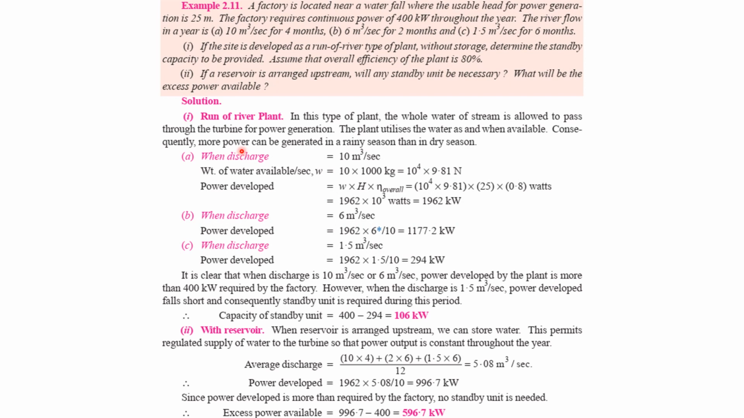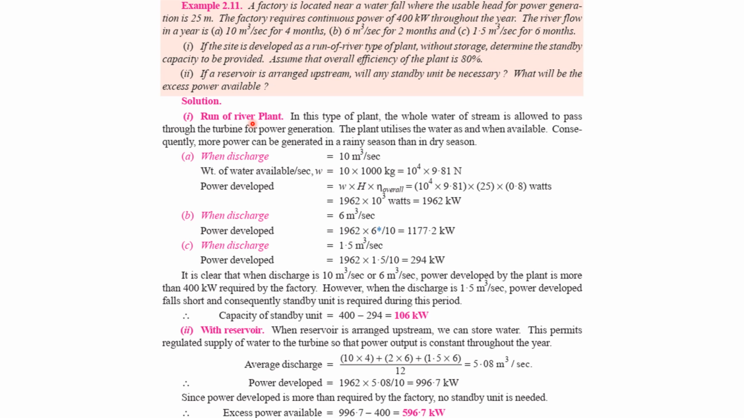Now let us look at example 2.11, which is related to a run-of-river hydroelectric power plant. First of all, let me tell you what a run-of-river hydroelectric power plant really is. This is one of the types of hydroelectric power plant, the other type being the storage hydroelectric power plant, which we have normally discussed in our lectures, where a dam is created and water is stored in that dam, and then that water is let go and power is developed.